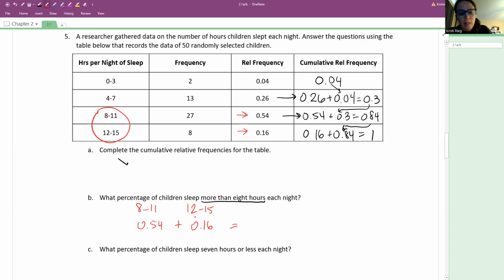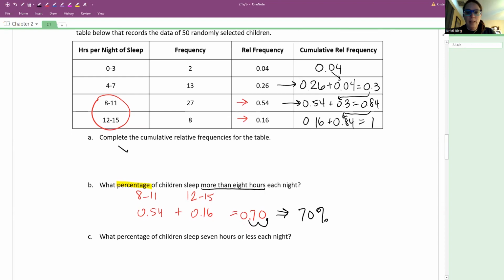So that's going to be, let's see, that's a 0, carry the 1, 5, 6. That's going to be 0.7. And since it said what percentage, I'm going to convert this 0.7 into a percentage, which is 70%. For percentages, we just move the decimal 2 places and we throw the percent sign in.